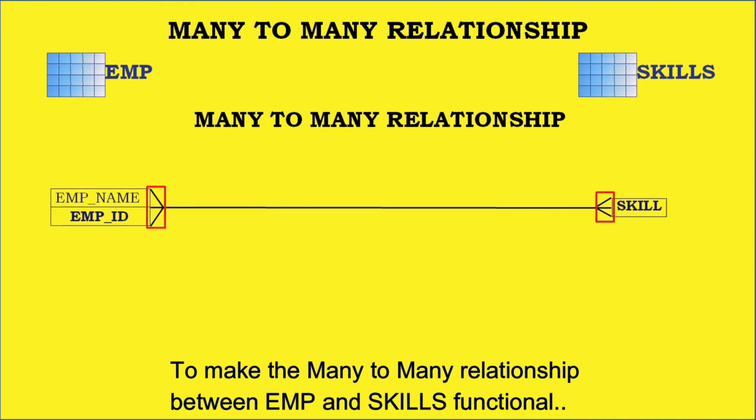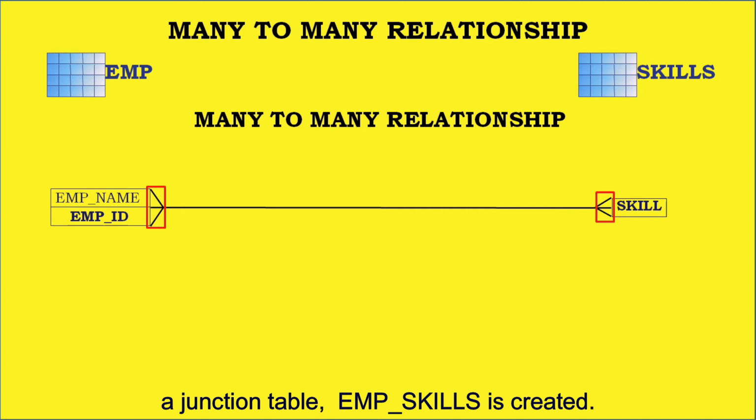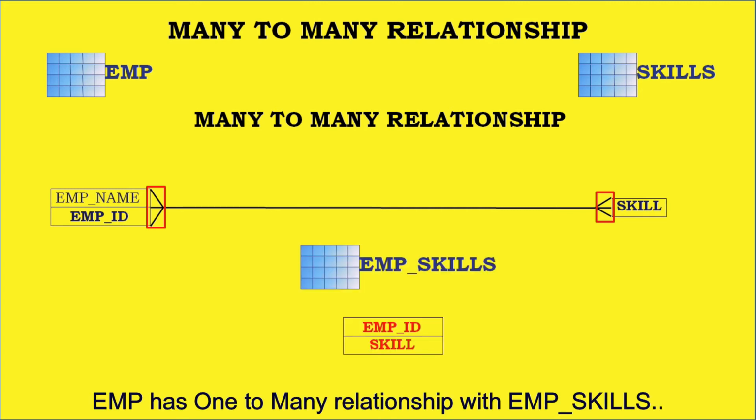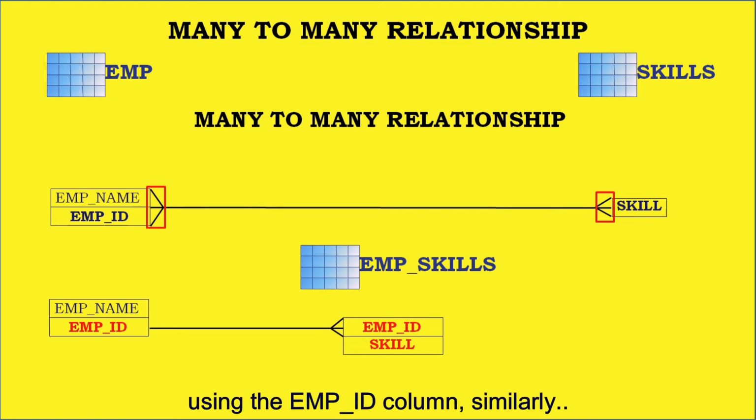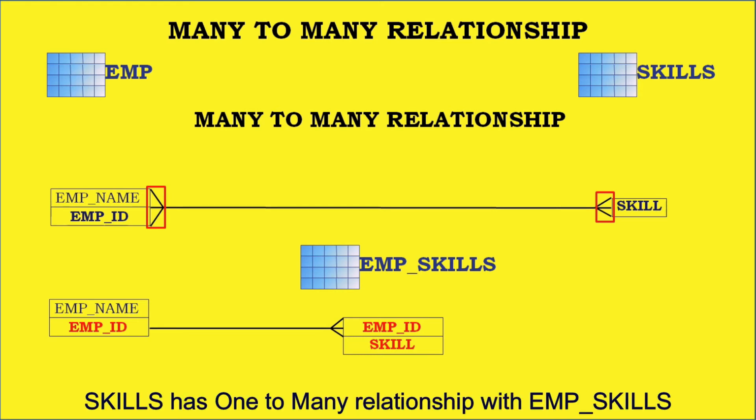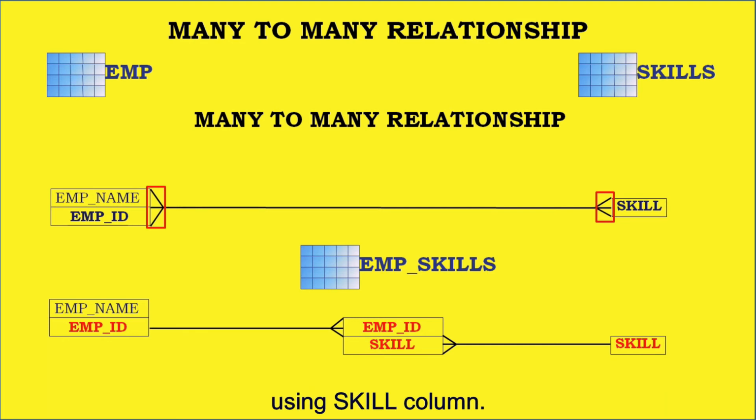To make the many-to-many relationship between EMP and skills functional, a junction table EMP skills is created. EMP has one-to-many relationship with EMP skills using the EMP ID column. Similarly, skills has one-to-many relationship with EMP skills using the skill column.